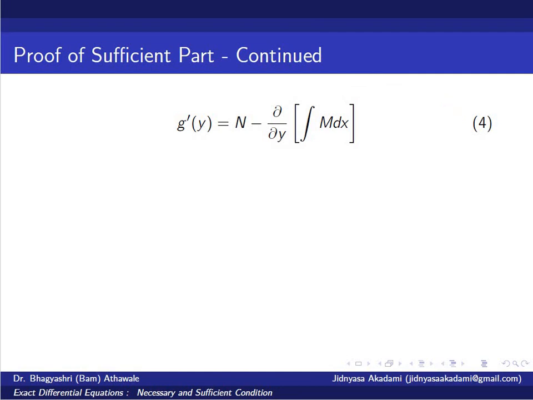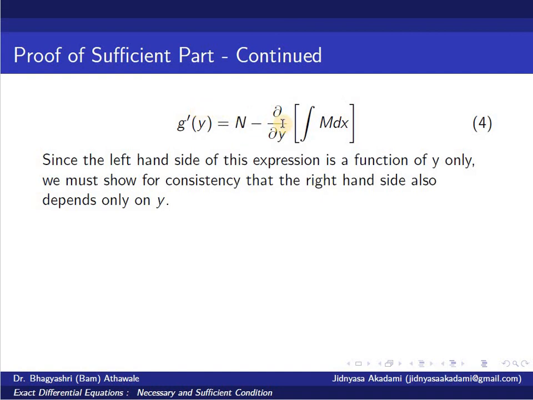Now, the LHS of this equation is a function of y. What is the RHS? Here N is a function of x and y, M is a function of x and y. So the RHS can be a function of x and y. Since we want to determine g(y), g'(y) must be a function of y. So we have to prove that the RHS of this equation 4 is a function of y only. If it is, we can integrate it to find g(y) and then we can construct our f. So we have to show that this term, N minus ∂/∂y of integration M dx, is a function of y only.